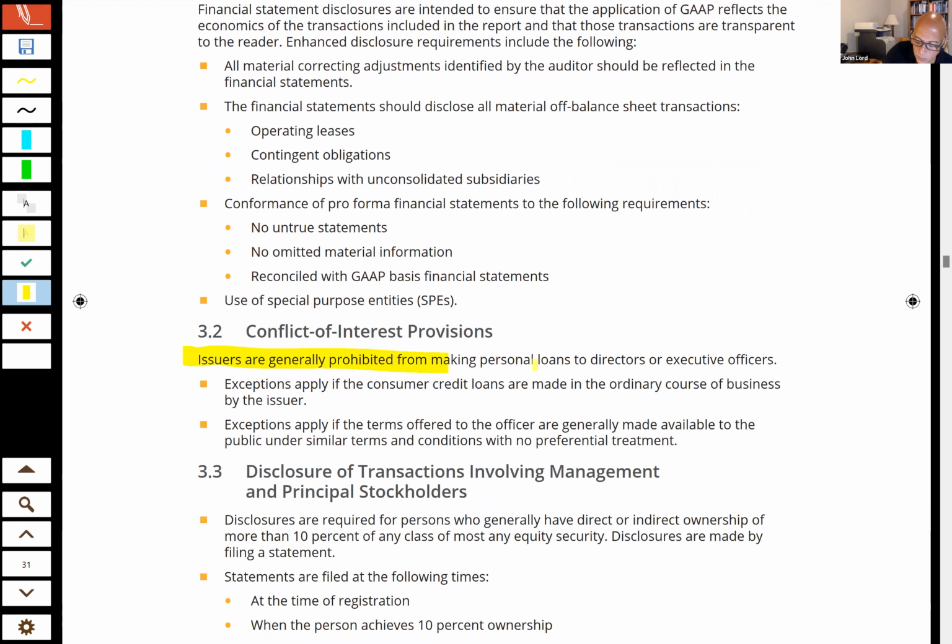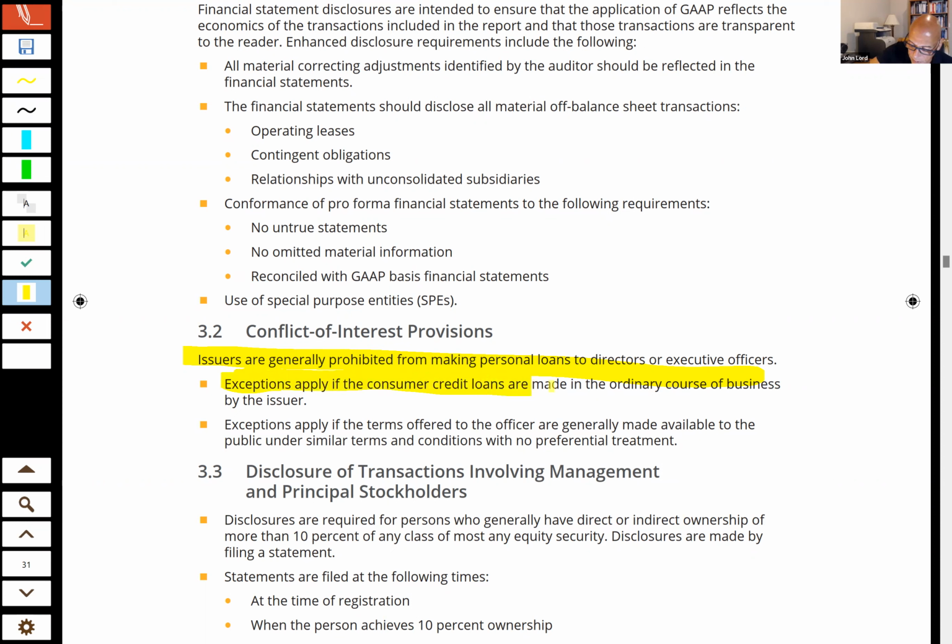Again, all of this relates to public companies. When we're talking about Sarbanes-Oxley, we're talking about public companies. The federal government has the ability to apply statute to public companies because of the interstate commerce provisions that exist in many areas beyond just financial reporting.